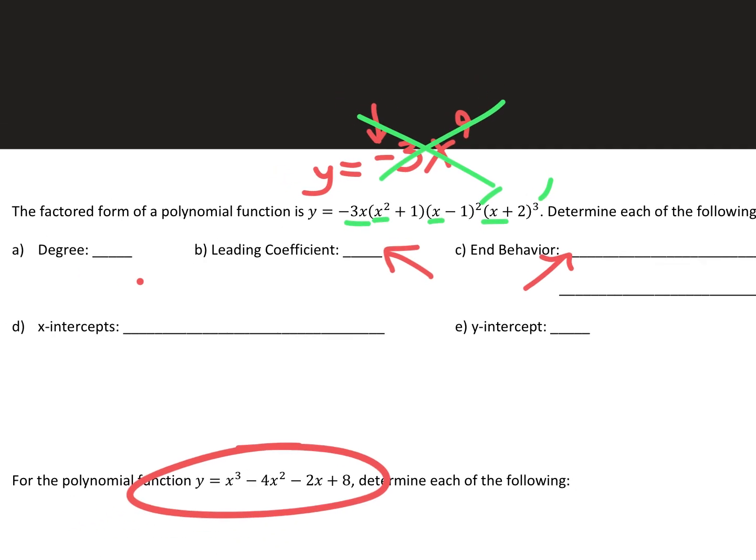If you get this thing, it'll tell you the degree, it'll tell you the leading coefficient, it'll tell you the end behavior. X-intercepts, you get that by figuring out what makes this 0. Wait, change to red. What makes this 0? What makes this 0? What makes this 0? That's how you get your x-intercepts. And if any of them are imaginary, they won't be x-intercepts.